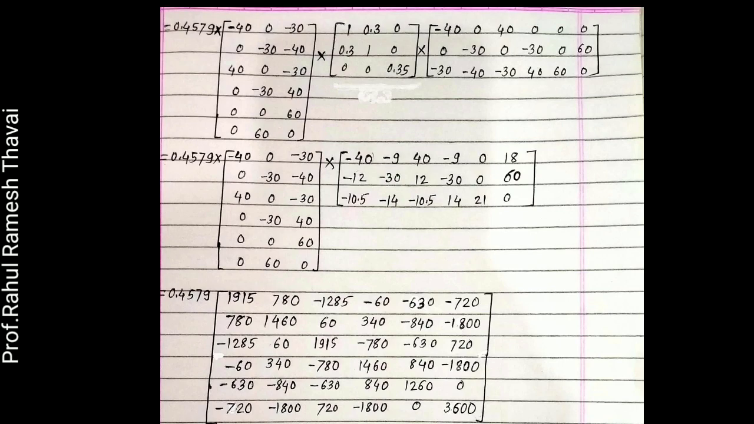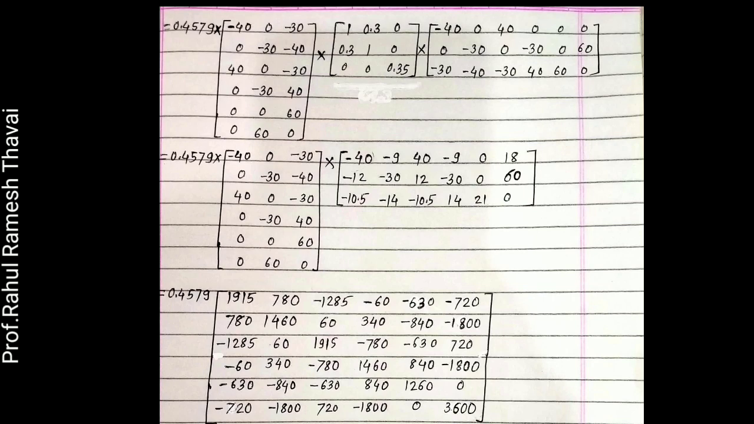Next, third row multiplied by third column, that is 40 into 40 plus 0 into 12 plus minus 30 into minus 10.5, that is 1915. Next, third row multiplied by fourth column, that is 40 into minus 9 plus 0 into minus 30 plus minus 30 into 14, that is minus 780.